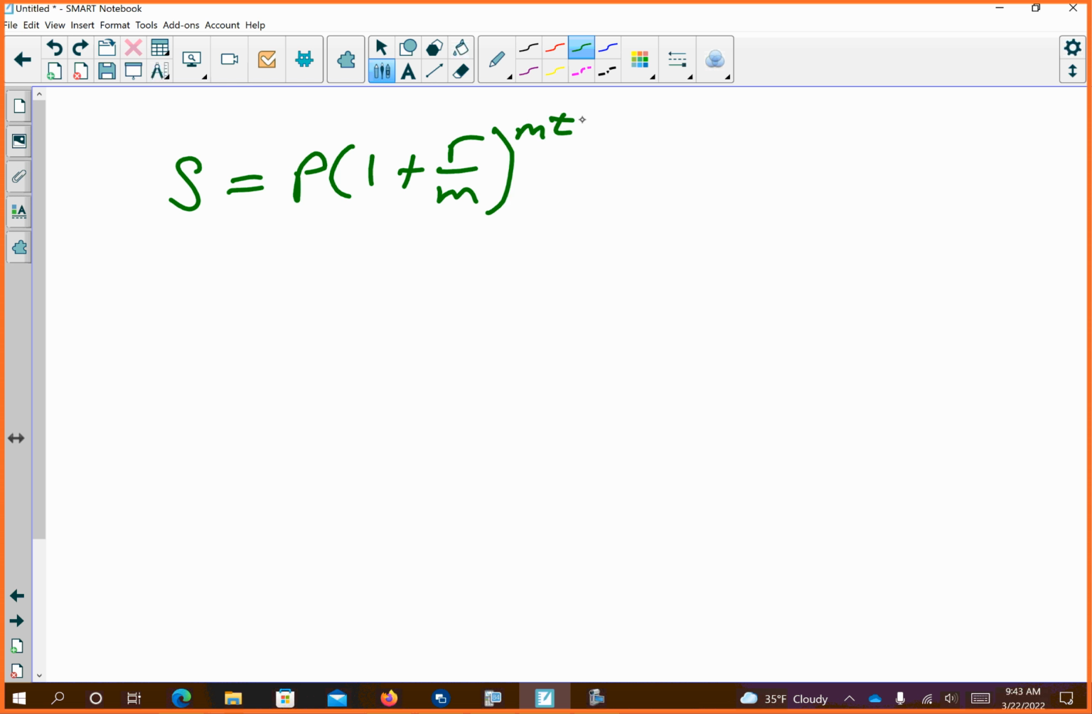Okay. So this looks a little bit different than this equation, and I changed it to S, which is fine. Compounded annually, so M equals 1. I didn't teach that equation too much yesterday, but it'll lead us into today, so you can just write this down.